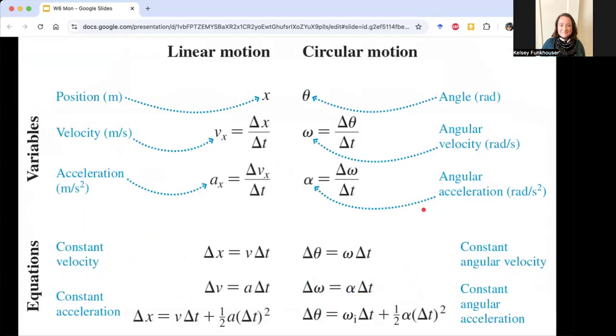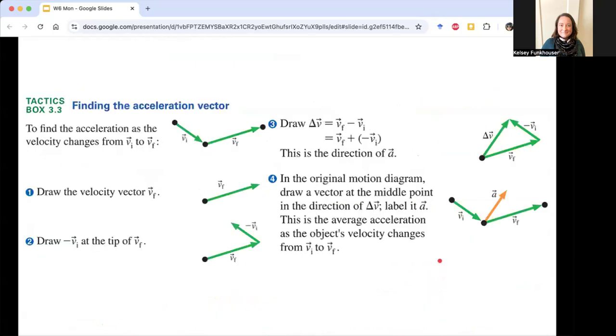And here is a useful table showing how the linear and circular variables and equations are very similar to each other. So we have the position, velocities, and acceleration, and then we even have equations that we can use in a similar way. We even have a version of the long kinematics equation that we can also use in angular motion or circular motion.